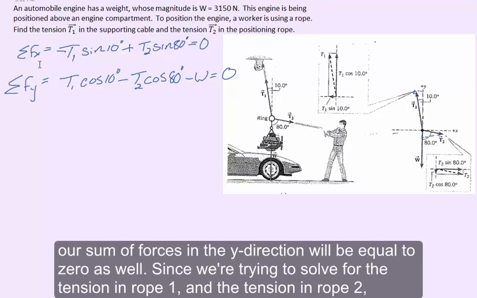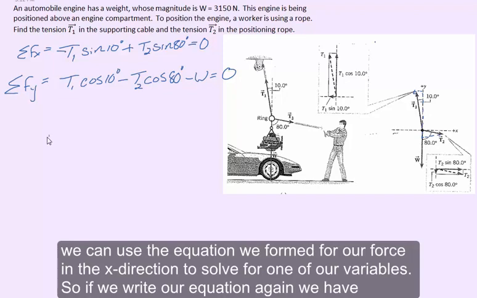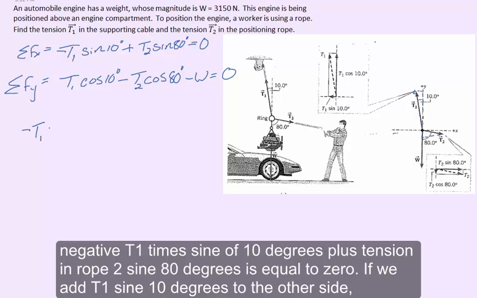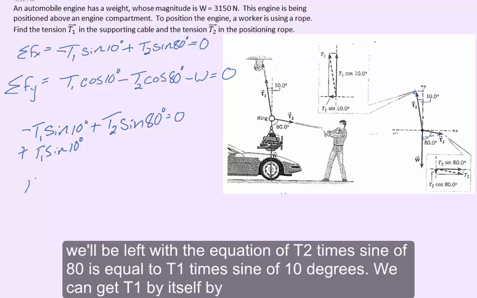Since we're trying to solve for the tension in rope 1 and the tension in rope 2, we can use the equation we formed for our force in the x direction to solve for one of our variables. So if we write our equation again, we have negative T1 times sine of 10 degrees plus tension in rope 2 sine 80 degrees is equal to 0. If we add T1 sine 10 degrees to the other side, we'll be left with the equation of T2 times sine of 80 is equal to T1 times sine of 10 degrees.